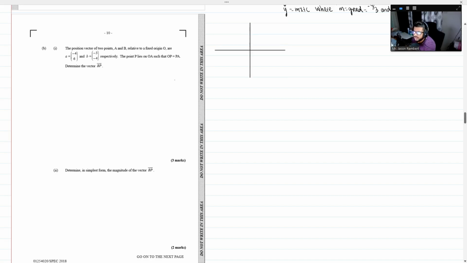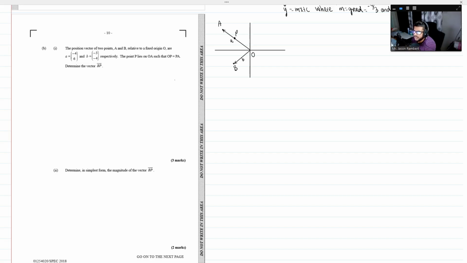So this is my origin O. A is minus 4, 6. So minus 4, 6 is over here. So this is A. So this is my vector O to A, which is symbolized as little a. B is minus 3, minus 4, looking somewhere down here. And this could be my vector B, and this is little b. The point P lies on OA such that OP is PA. So P will be in the middle.